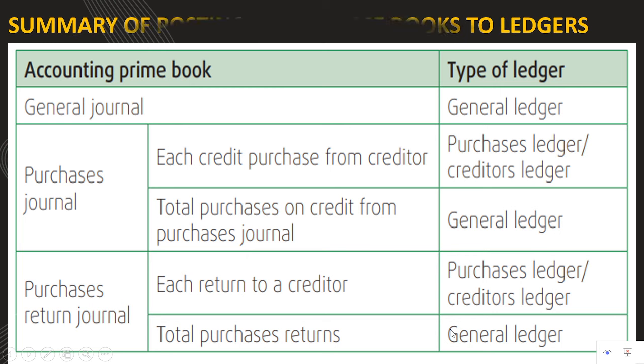We have a summary here of posting from prime books to ledgers. The information in the general journal will have to be posted to the general ledger. Information pertaining to the purchases journal: each credit purchase from a creditor has to be posted to the creditor's ledger. The total purchases on credit will have to be transferred to the general ledger, under an account called purchases account.